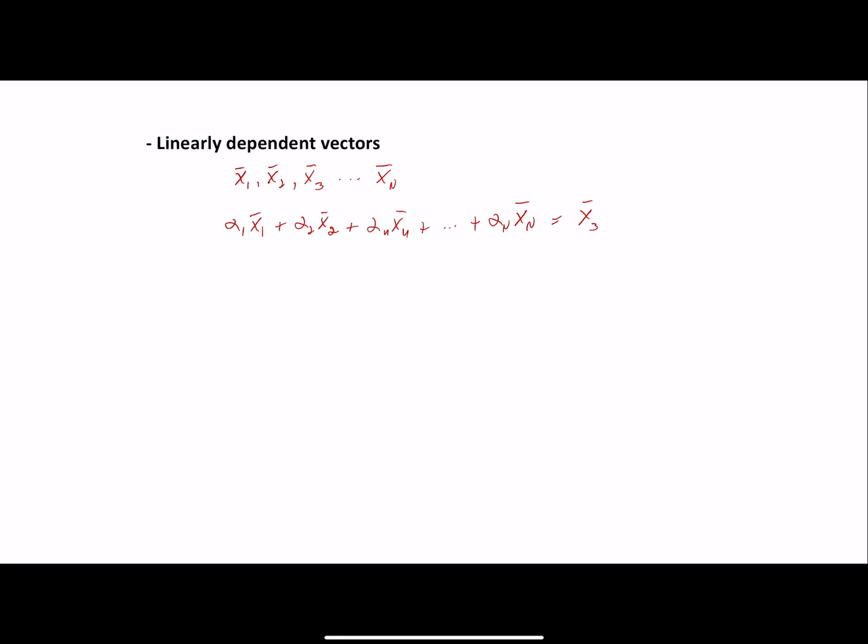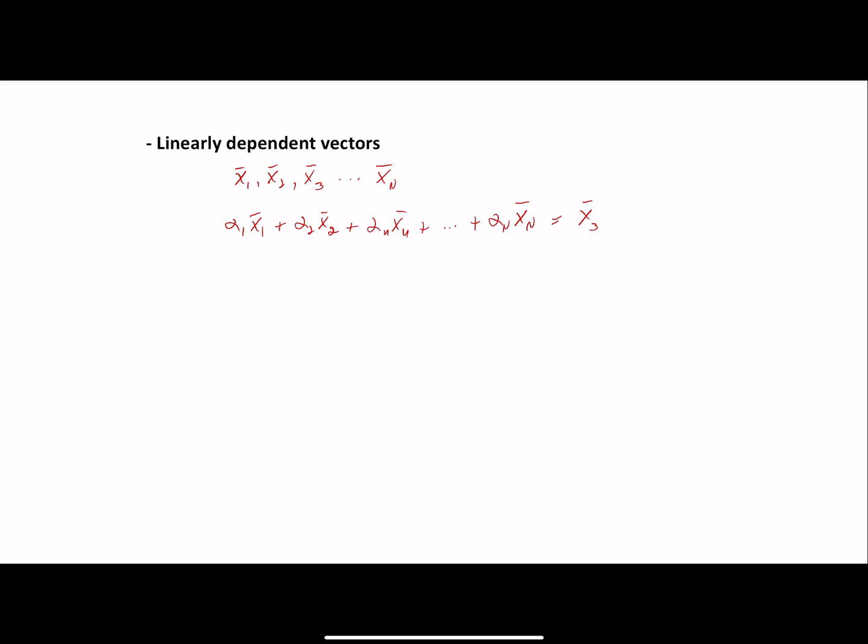If there exist alpha 1, alpha 2, alpha 3, and so on, all the way to alpha n, such that this side can be made to equal this side, we call these vectors linearly dependent, meaning x3 here, for example, is dependent on the other vectors. I can write vector x3 as a so-called linear combination of the other vectors.